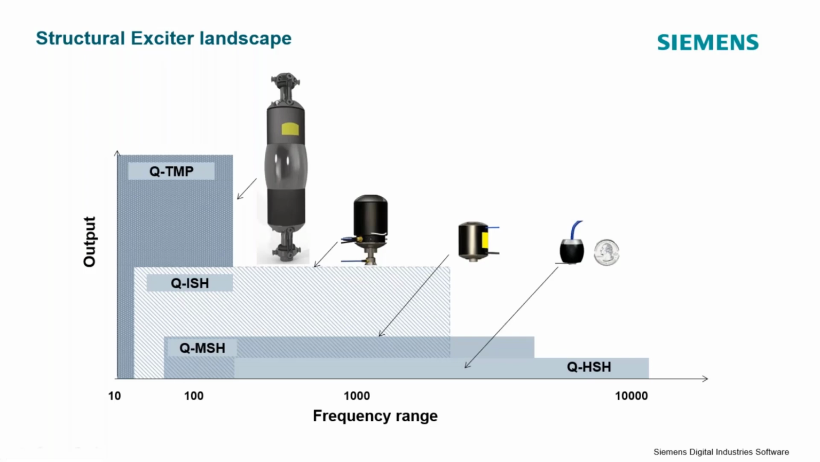This is where you're traditionally using a sledge impact hammer. You could use this thumper shaker. And then the integral and miniature shaker are in between.